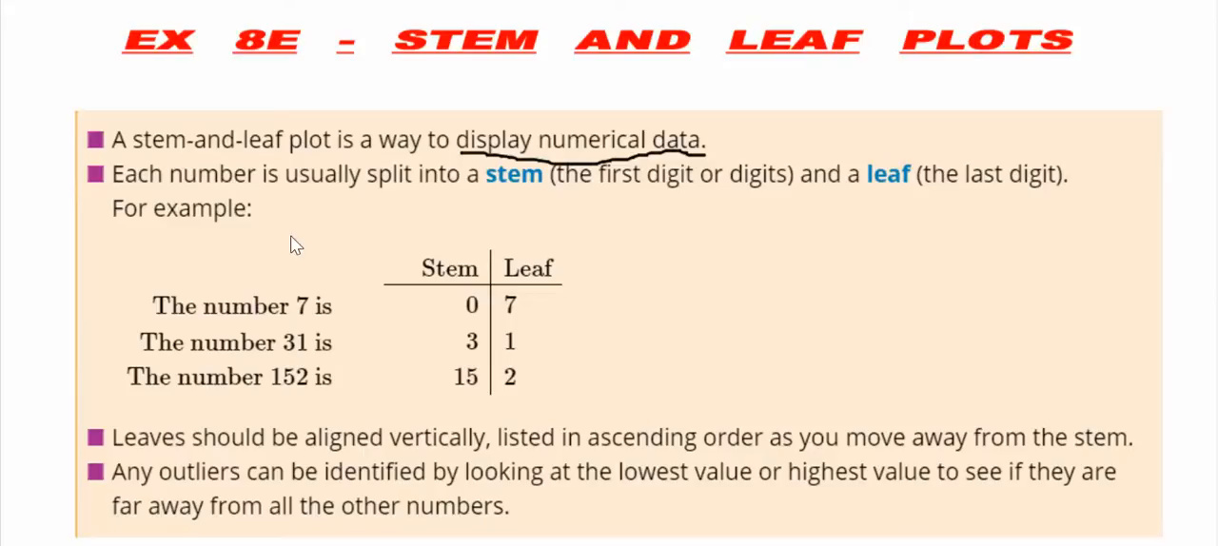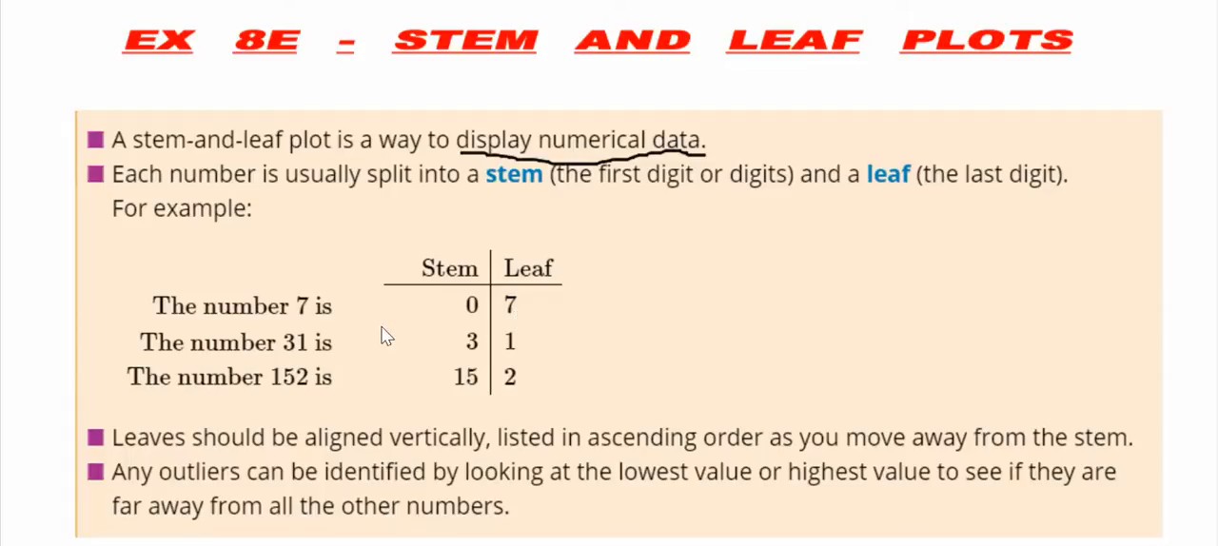Now the way a stem and leaf plot works is that you split each number into a stem and a leaf. The stem is always the first digit or digits, and it can be more than one digit. The leaf is the last digit. In the example here, the number 7 would be written as 0 because there's no tens in front or hundreds or anything like that. So our stem is 0 and our leaf is 7.